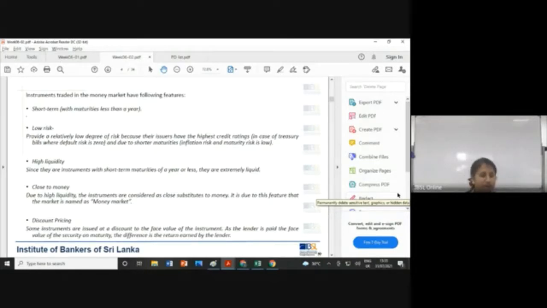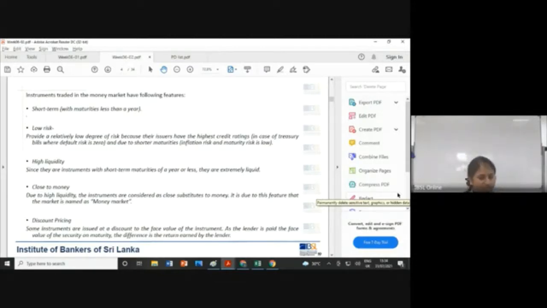Finally, these instruments have a very specific feature that you don't find in capital market instruments. That is discount pricing. Some money market instruments are priced in a way that you don't get interest as an add-on. You get it as a discount pricing. Now, don't get confused. You know how a fixed deposit operates? A fixed deposit operates as an interest rate, correct? You have 1,000 rupees. You are going to your bank.